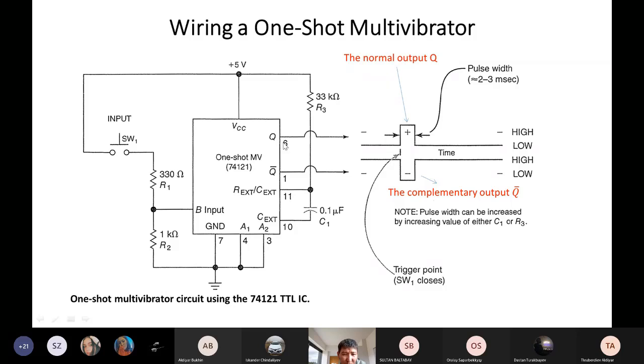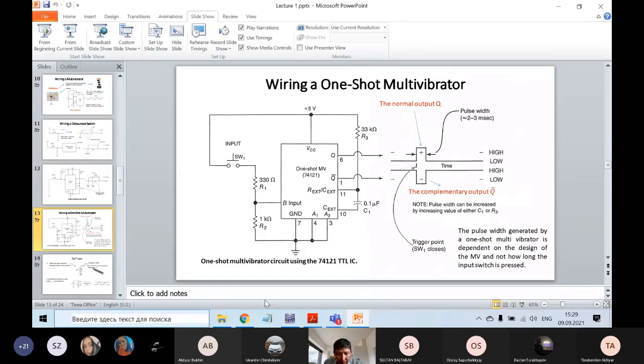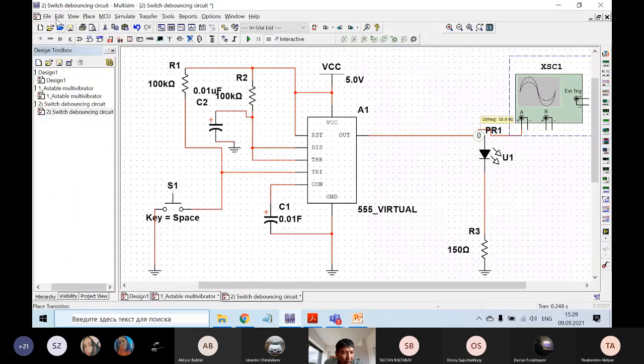From output pin 6, you will have a normal output. It will just be one impulse, but you also have another output from pin 1. It will be the complementary output. It will be the same, but you can see it's in the other direction. One is positive, the other is negative. They are just opposite. So what else here? Okay, so let's see a simulation.